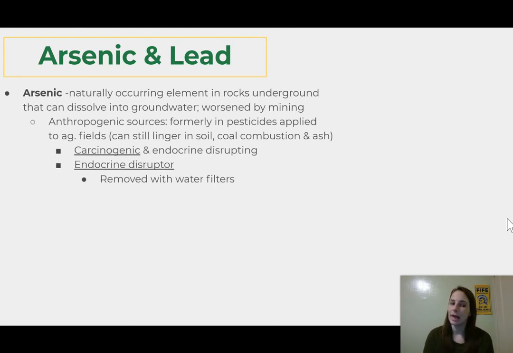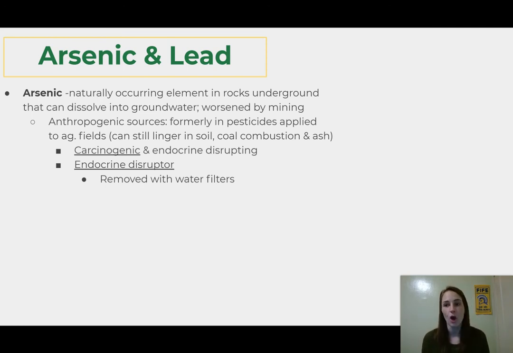Now, arsenic and lead. Arsenic is a naturally occurring element. It's found in rocks underground, and it can dissolve into groundwater, and mining is something that can actually worsen the release of arsenic. Now, anthropogenic sources, so human-caused sources. Arsenic was also formerly in pesticides and was applied to agricultural fields, which means it can still be in the soil. It can be lingering from previous coal combustion and ash. And so you can have arsenic still sticking around for a very long time.